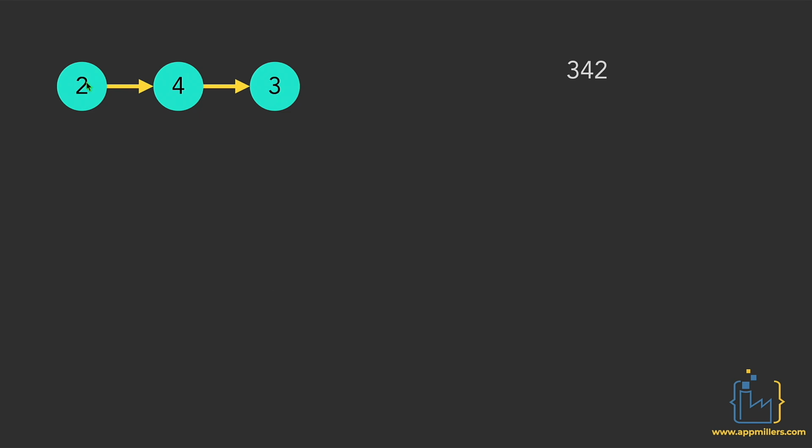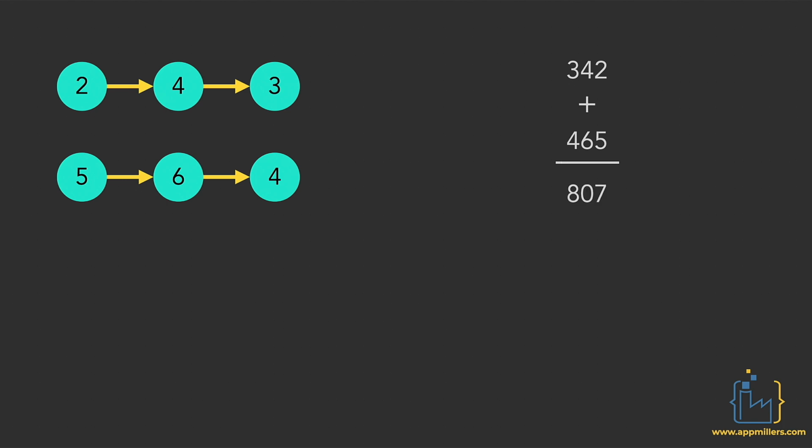So let's say as a first linked list we have 2, 4, 3 in each node, and if you write it in reverse order, it's going to be 342. Then we have the second linked list, in this case 465. Now if we sum them up, it's going to be 807. So this means that the result linked list is going to be like this. So we are writing the numbers in reverse order, and in each node we have one digit.